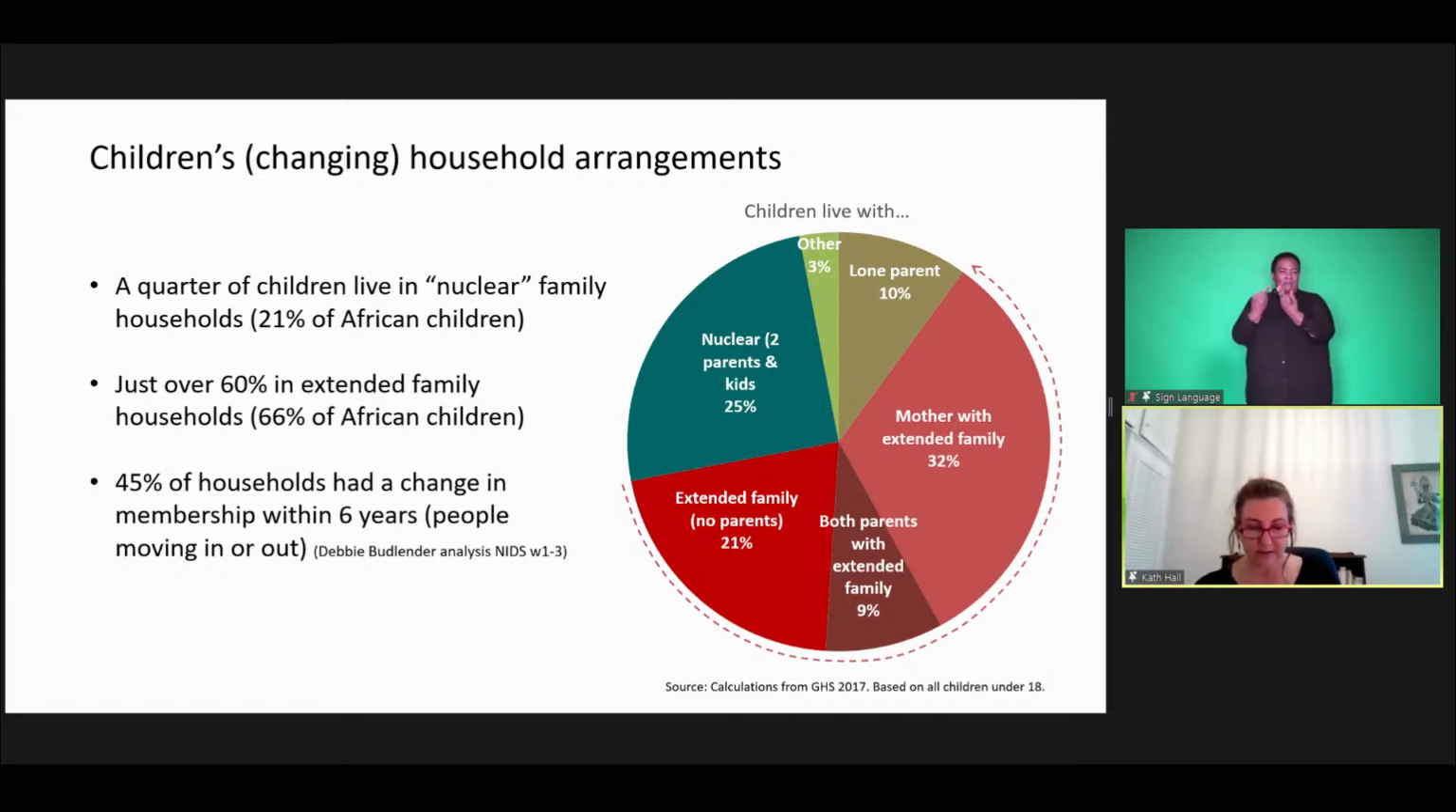The other important qualifier is that these pictures, any of them, are from the perspective of a child's life, just snapshots in time. We know that households are fluid and their composition changes. One analysis found that nearly half of households had a change in membership within 6 years, over 3 waves of the NIDS survey, and that was excluding births and deaths. So a lot of change and churn within households.